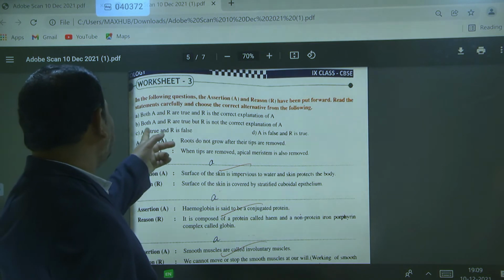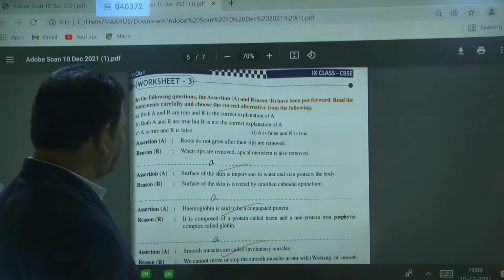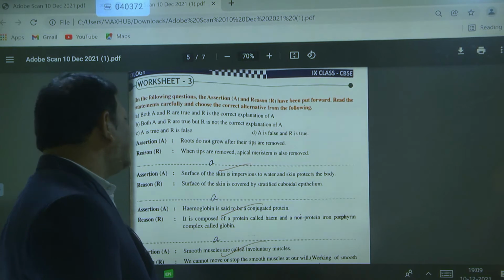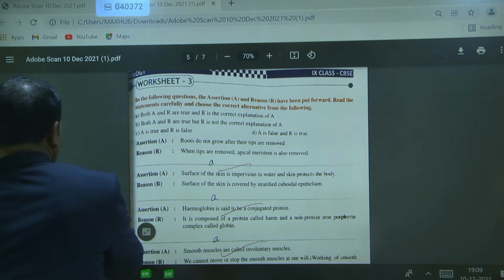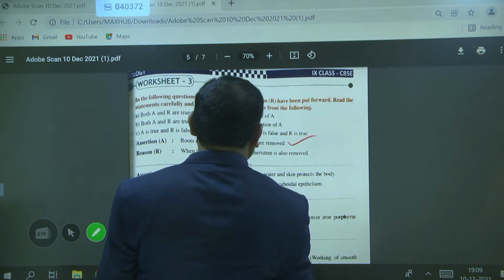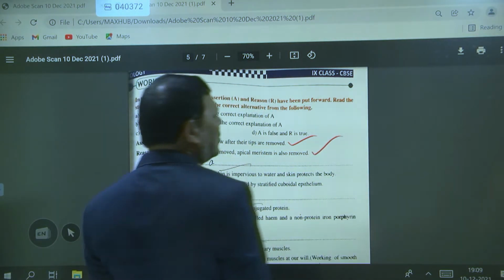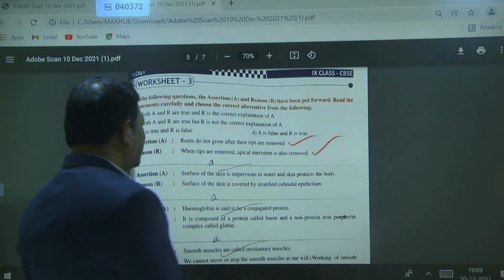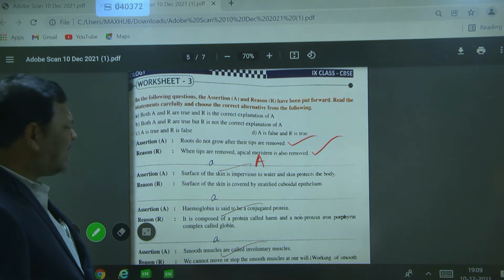A: both assertion and reason are true, and R is the correct explanation. B: both A and R are true, but R is not the correct explanation of A. C: A is true, R is false. D: A is false and R is true. So, A: roots do not grow after their tips are removed. True or false? True. Next, when the tips are removed, apical meristematic tissue is also removed. This is also true, and the explanation is correct. So option A is the correct answer.